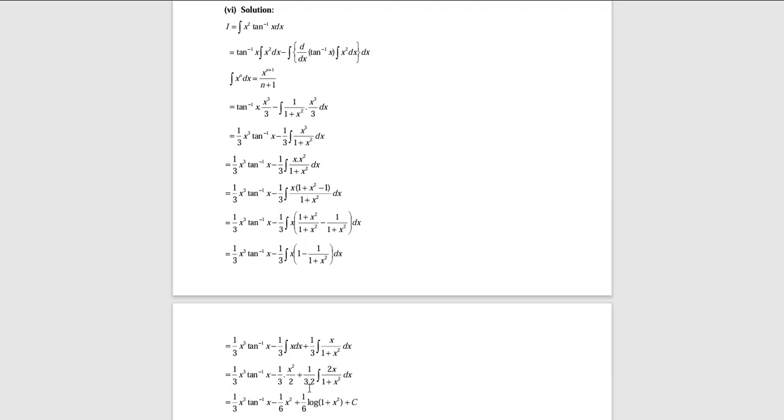Now we can apply that formula, integration of f dash x over f of x equals log of f of x. So from this we can write log of 1 plus x square, since 1 plus x square is the f of x, and we have just multiplied the 3 with 2, so we wrote 6 here, and the rest of the part is as it is. We have not changed that. So finally our answer is 1 over 3 x cubed tan inverse x minus 1 over 6 x square plus 1 over 6 log 1 plus x square plus c. So that's the answer. Thank you.